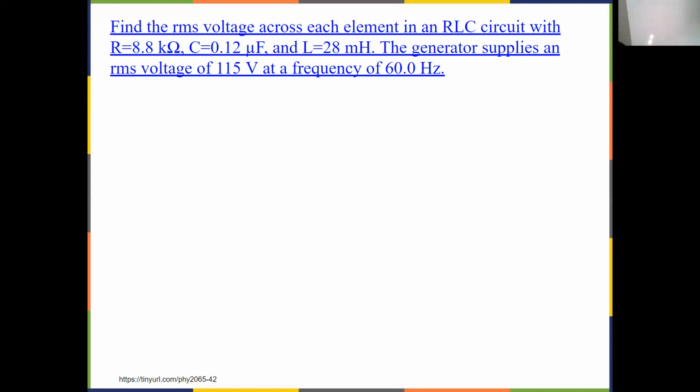To find the RMS voltage across each element, you will have to find the RMS current first. Then you can do the RMS current times R to give you the RMS voltage on the resistor, IRMS times XL for the voltage across the inductor, and IRMS times XC for the RMS voltage across the capacitor. The logic is simple here, but just a little bit of algebra to play around. You can give it a try, and then we can take a look at the solution together in a couple of minutes.